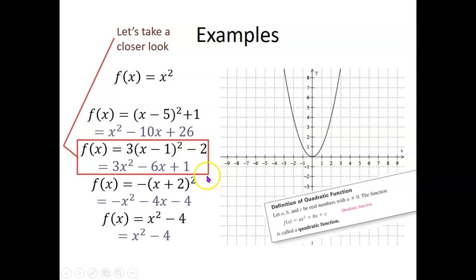Now let's take a closer look at one of them. How do we get from 3 times (x minus 1) squared minus 2 to 3x squared minus 6x plus 1? Or how would we get back? How would we go the other direction?